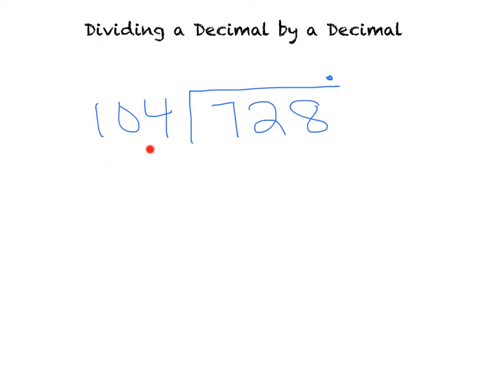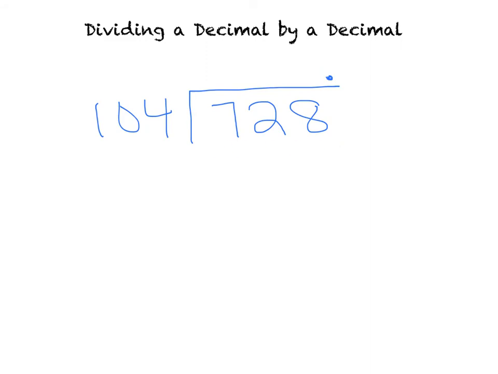How many times can 104 go into 72? Well, guess what? It can't, because 72 is smaller than 104. So I move over to a third number. How many times can 104 go into 728?